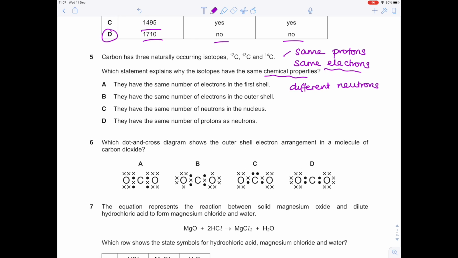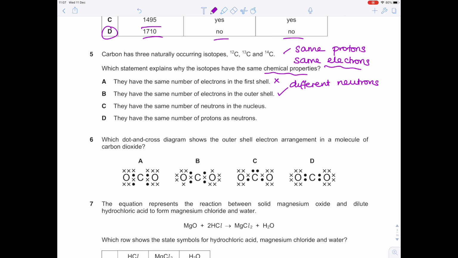So, A, they have the same number of electrons in the first shell. Irrelevant. B, they have the same number of electrons in the outer shell. Yes, let's check. C, they have the same number of neutrons in the nucleus. I've said here that they have different numbers of neutrons, so that's not right. They have the same number of protons as neutrons. Nope. 5B. Which dot and cross diagram shows the outer electron arrangement in a molecule of carbon dioxide?